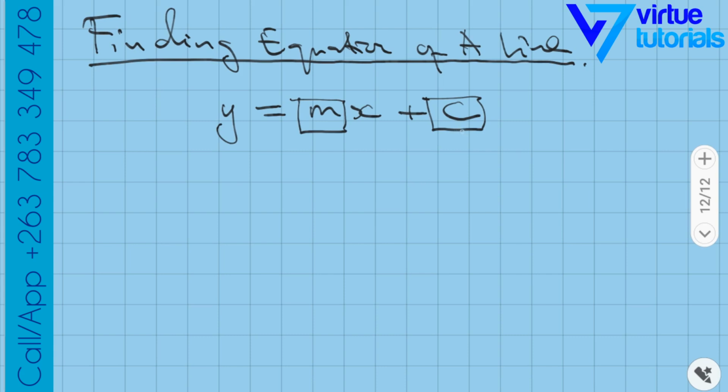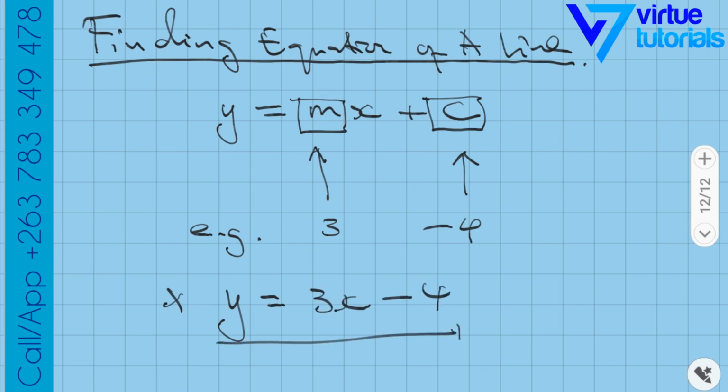If you're going to find the equation of a line, you simply need to find the value of m and find the value of c, and then you plug them in. So for example, if I found that the value of m through some calculation was 3, and the value of c was minus 4, I simply place those values there. I'll have y is equal to 3x minus 4 as my equation, right? So let's have an example and see how we can practically go about this.